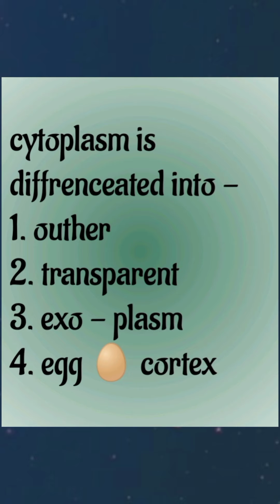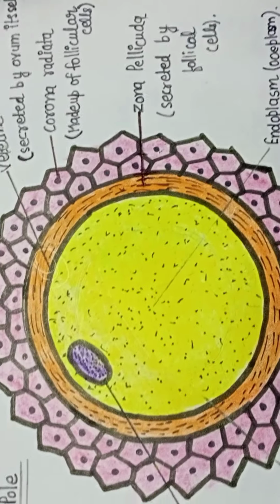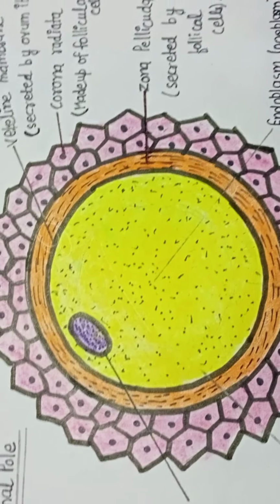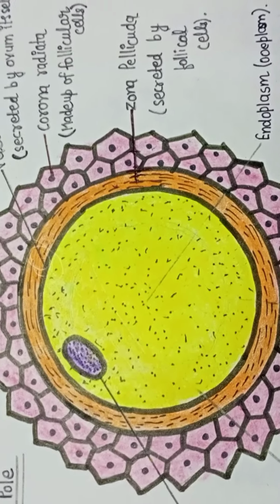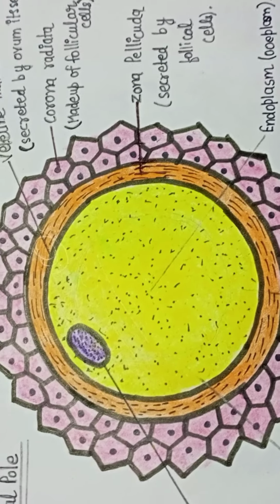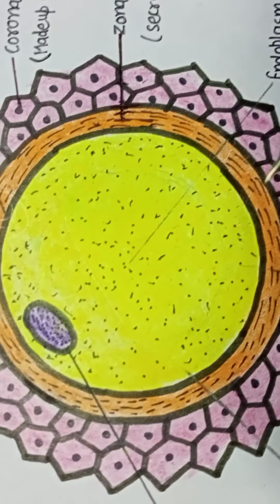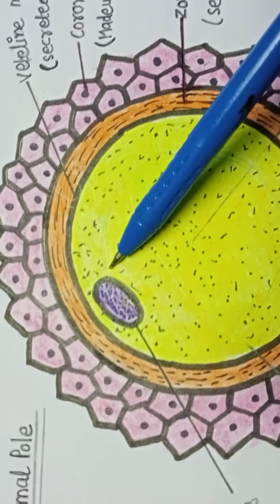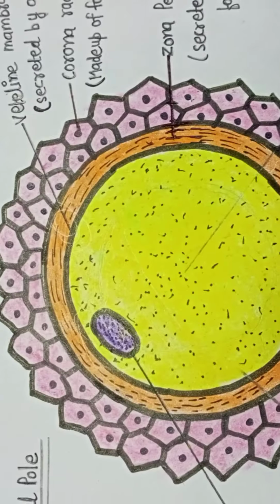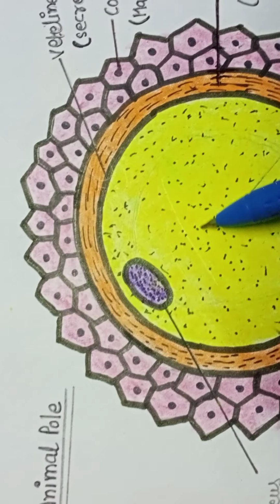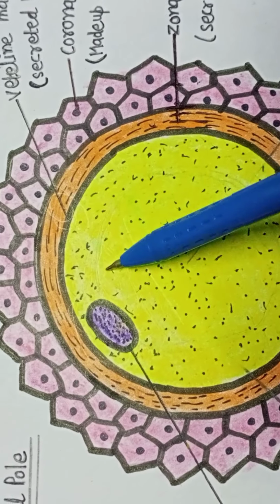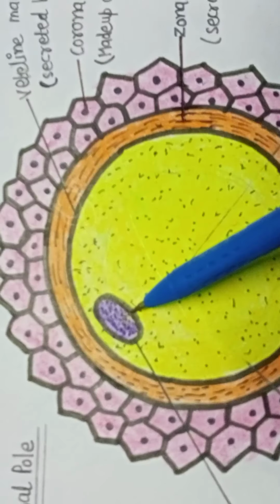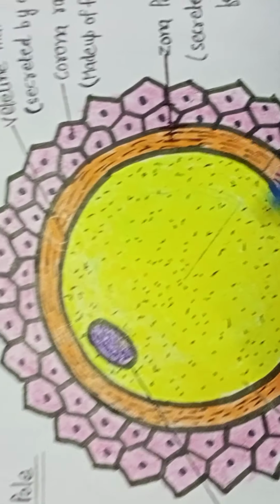Then the cytoplasm is differentiated into parts: outer, transparent, exoplasm, and the last one is egg cortex. The nucleus is very large and very well developed, present on the upper side. The nucleus is eccentric, meaning present on the upper side of the cell.